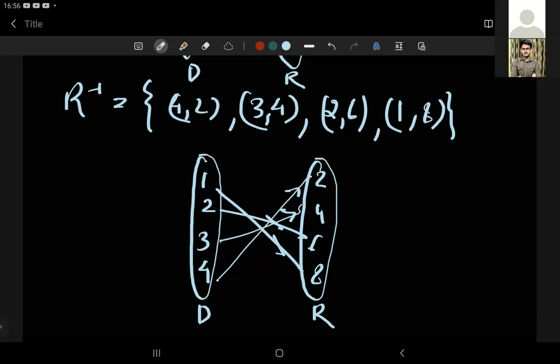Was this clear, what is an R inverse? Yes, sir, we reversed the ordered pairs, right? The domain became the range and the range became the domain.